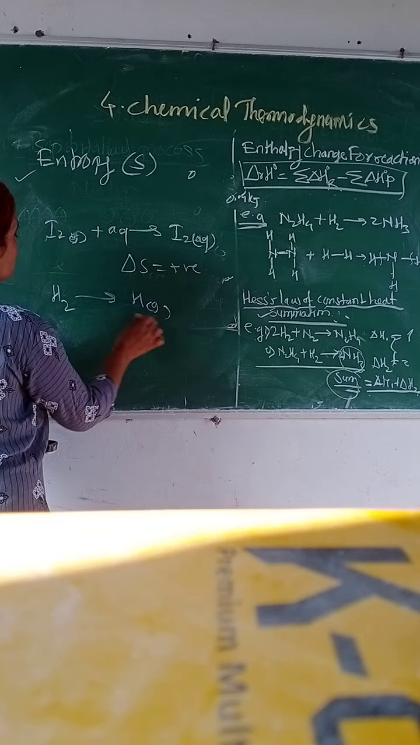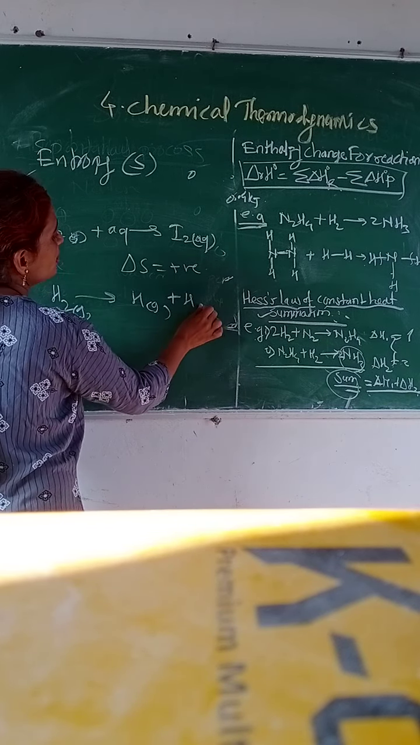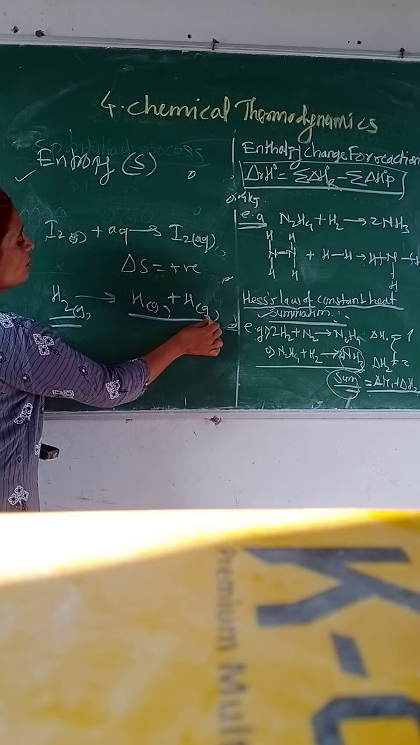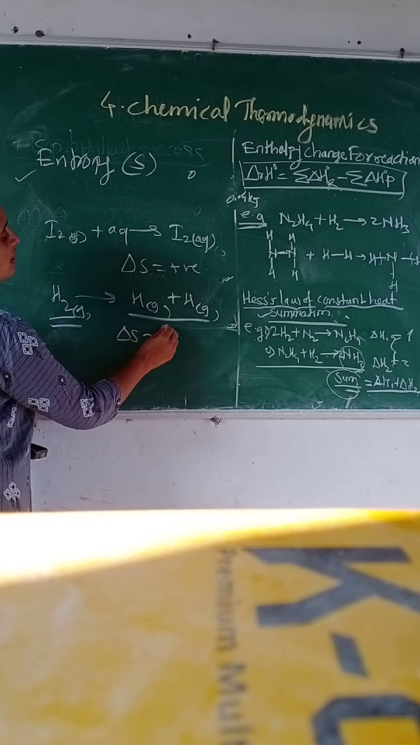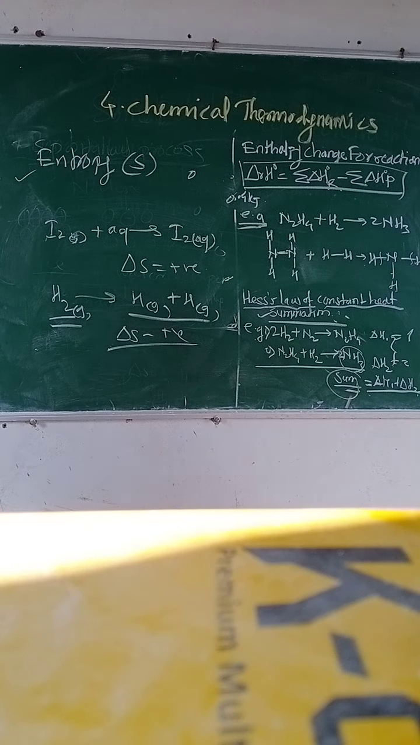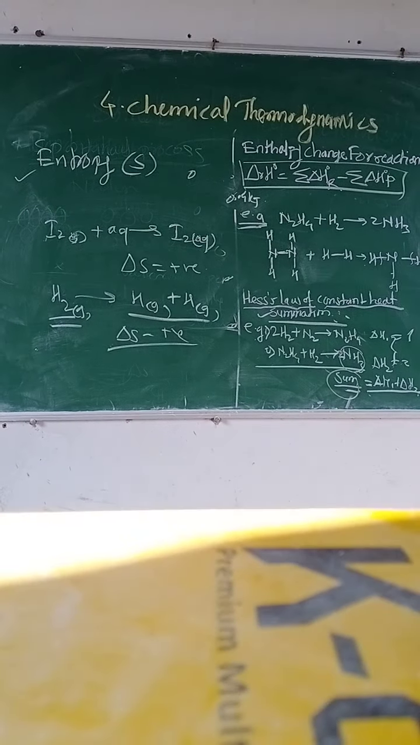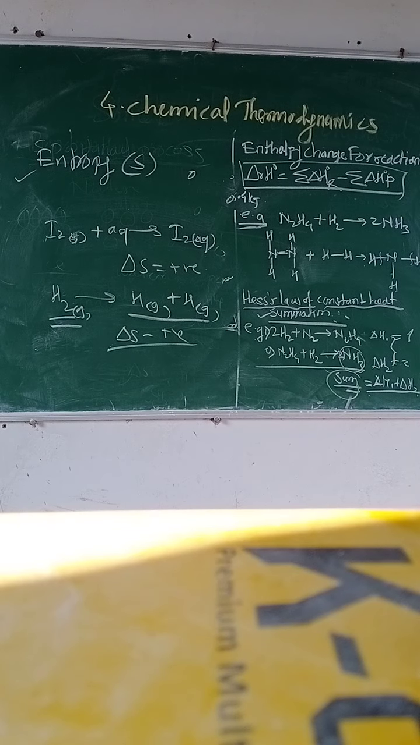Then the dissociation of the H2 molecule, hydrogen in the gas phase into hydrogen atoms in the gas phase, converts the molecular state into the atomic state. The delta S value is positive, since disorderedness increases. For water going from gas to liquid, delta S is negative because entropy decreases. For calcium carbonate decomposing to form carbon dioxide, disorderedness increases, so delta S is positive.